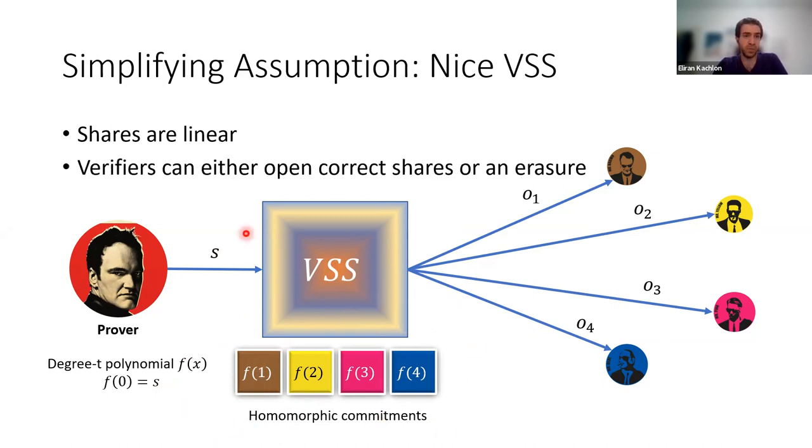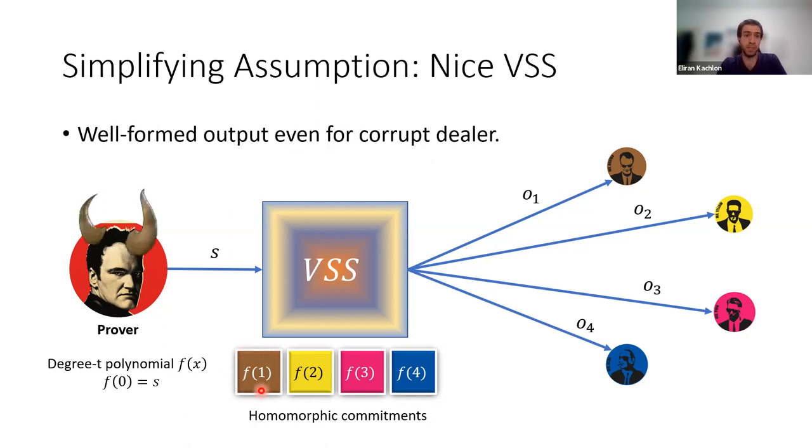And I also want you to notice that, because I'm using commitments, the verifiers can either open the correct share or open an erasure, because the commitments are binding. So this will be important later. And finally, the main point is, of course, that the output is well-formed even for a corrupt prover.